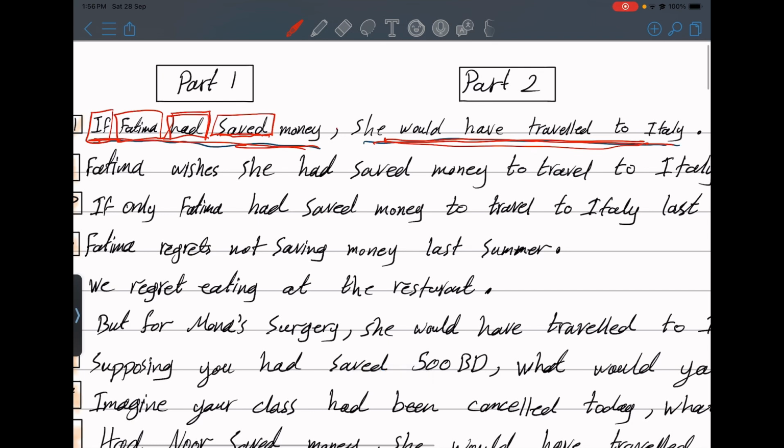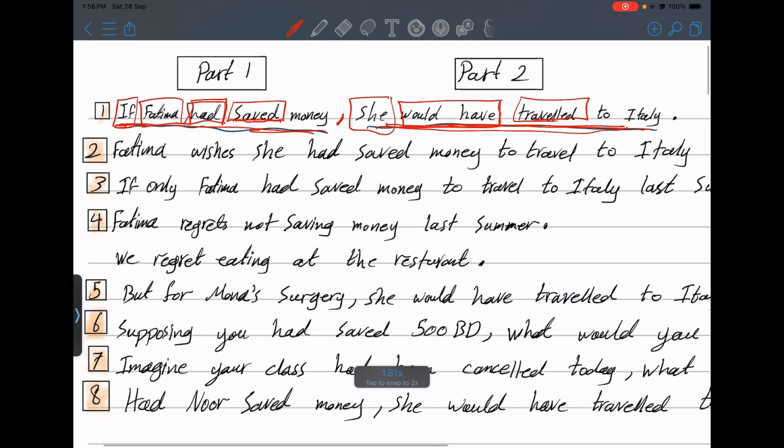Then you have the comma. You should write comma, don't forget. Then you have the subject, would have, come together, and past participle, traveled. This is the first one.